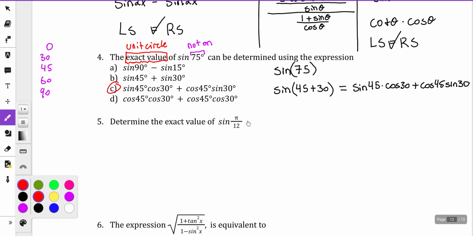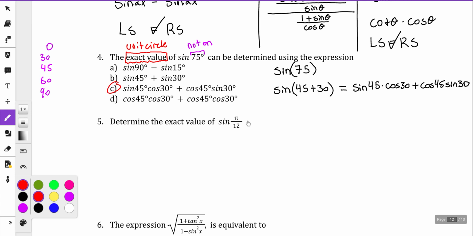Points and the radius or the hypotenuse? Yeah, because now I can go to all these values, and I know exactly what they equal. I know that sine of 45 is root 2 over 2. It's the y value at 45 degrees. I know cos of 30 is root 3 over 2. That's the x value at 30 degrees. I know cos of 45 is root 2 over 2. That's the x value at 45 degrees. I know that sine of 30 is the y value at 30, which is 1/2.